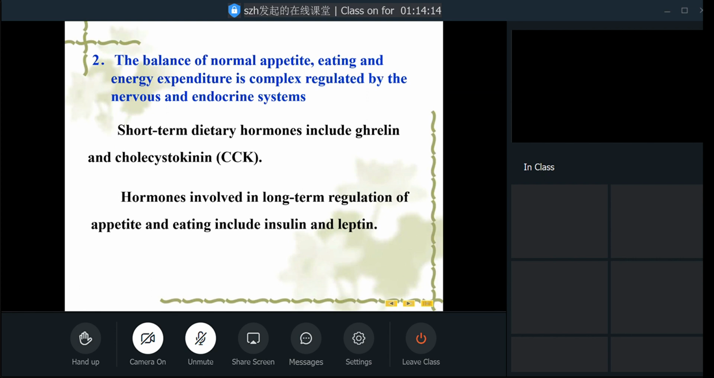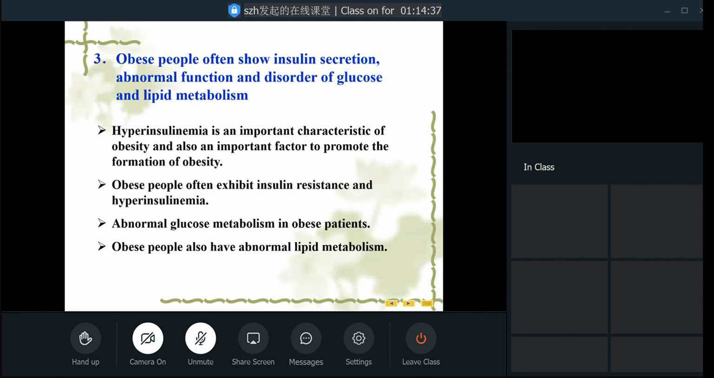And second, you can see the balance of normal appetite, intake, and energy expenditure is completely regulated by the nervous and endocrine systems. Here, insulin and leptin. In recent years, leptin research has been very hot. And lastly, obese people often show abnormal insulin secretion, abnormal function, and disorders of glucose and lipid metabolism.